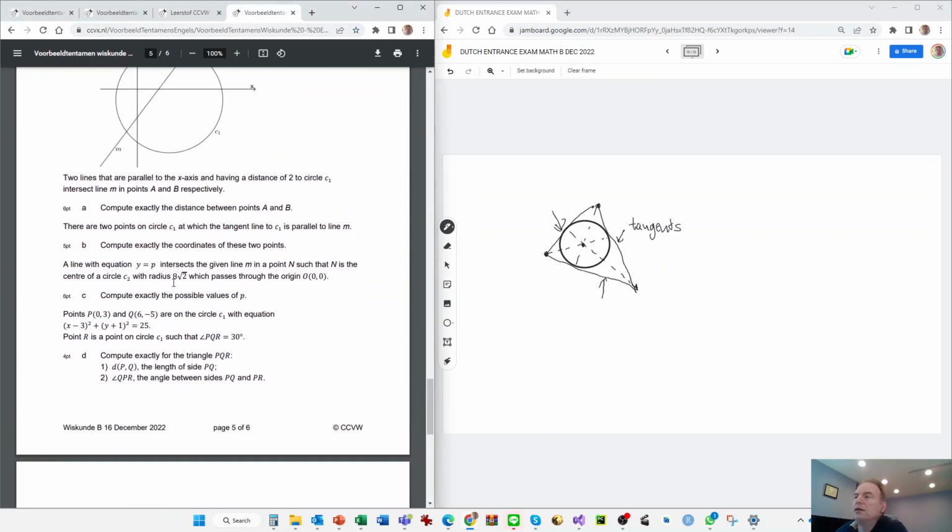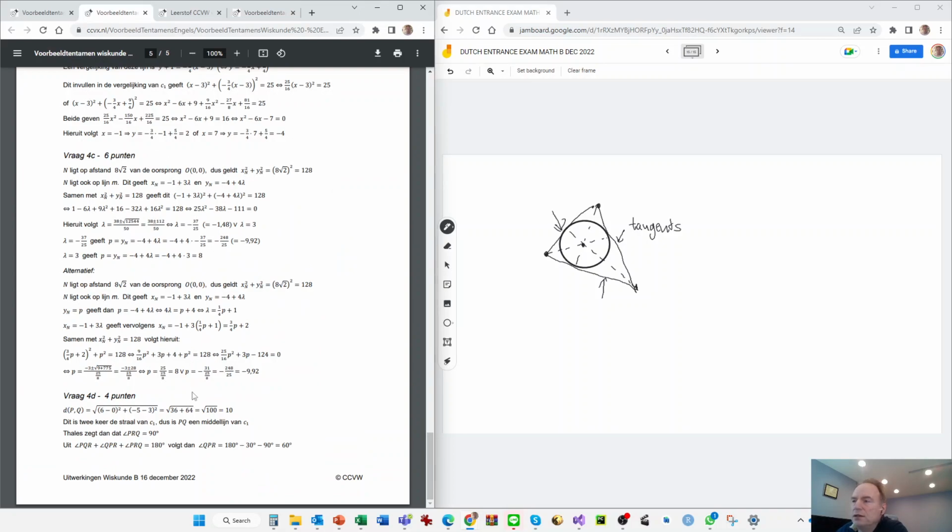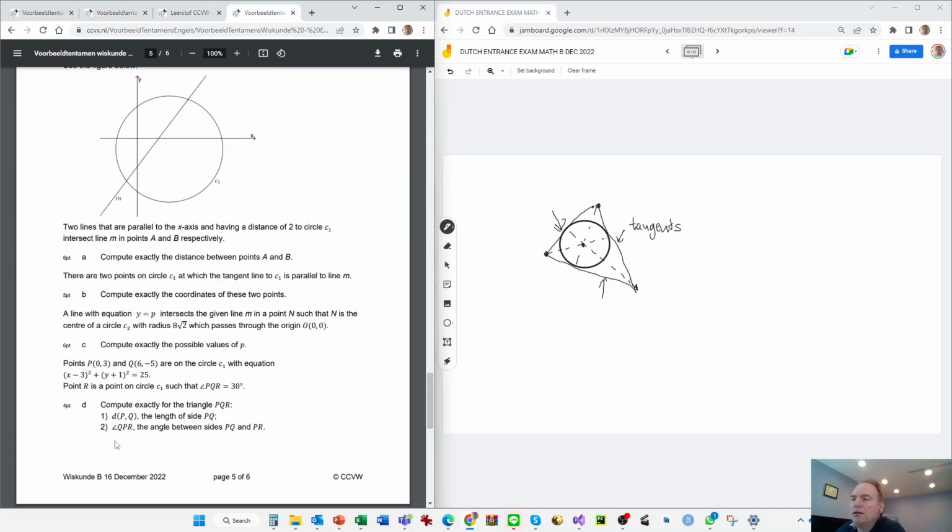I think we're done then. Let's see actually. Yeah, 10 is twice the radius, so PQ is a diameter. Okay, well that was a little bit of a tough question, I guess, but only 4 points. And I think the first part at least should be easy enough. Alright, that's it.